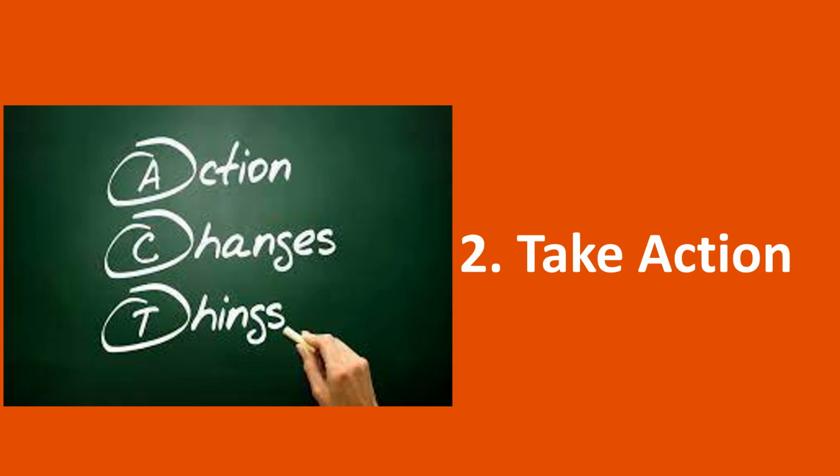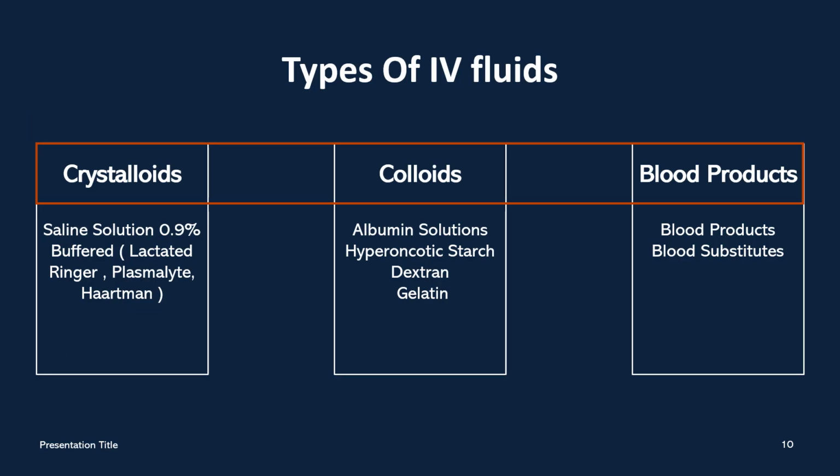Our second major step to take is taking action. We all know that action changes things. We cannot just observe things getting worse and worse without taking the appropriate action. So what is the action in our dilemma here? It is choosing the type of IV fluids. What are the types of IV fluids? I have three major categories of IV fluids, which are crystalloids, colloids, and blood products.